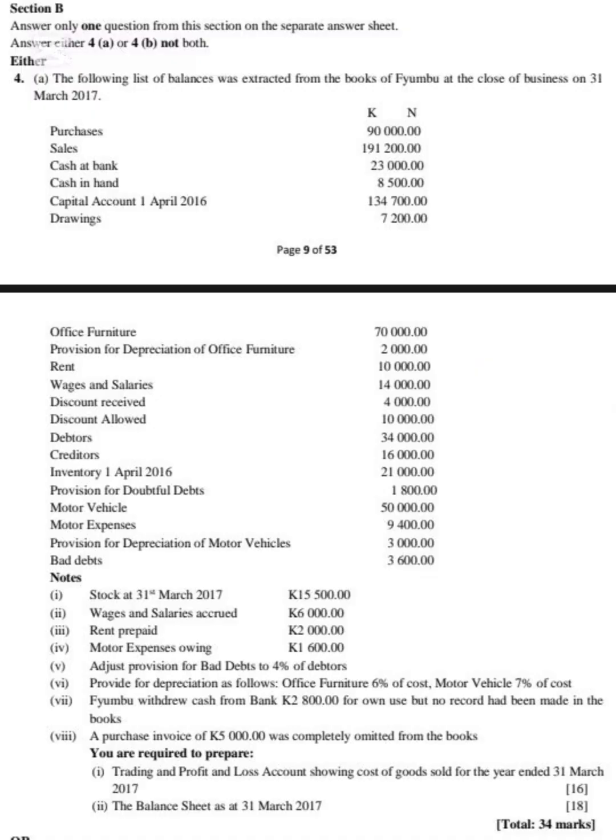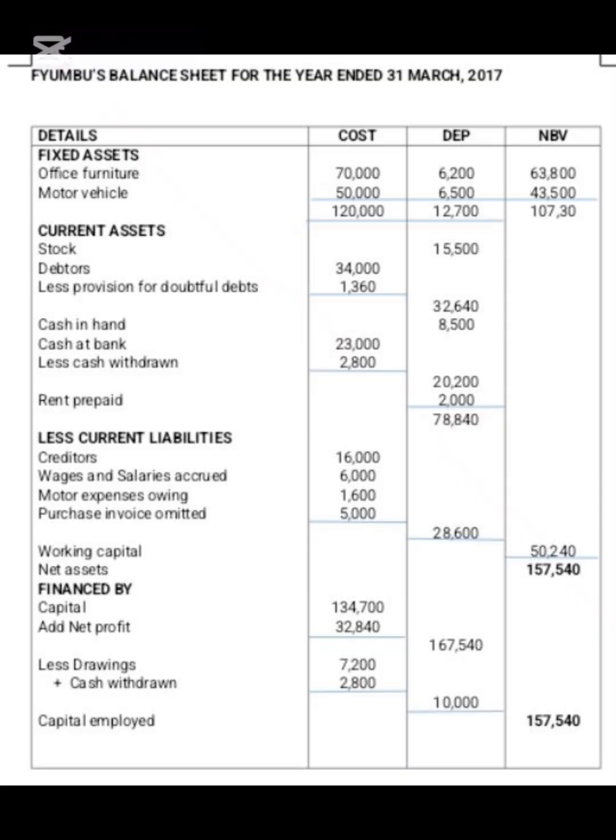We need to add the accumulated depreciation. We need to know the depreciation that this asset, office furniture, has accumulated. So if we add the provision for depreciation of office furniture, which is 2,000 already in the list of balances, and the one that we have calculated in this accounting period, the total should give us 6,200 kwacha. Then the net book value, subtract 70,000 minus 6,200 kwacha, which should give you 63,800 kwacha. Then for motor vehicles, the cost is 50,000 kwacha.